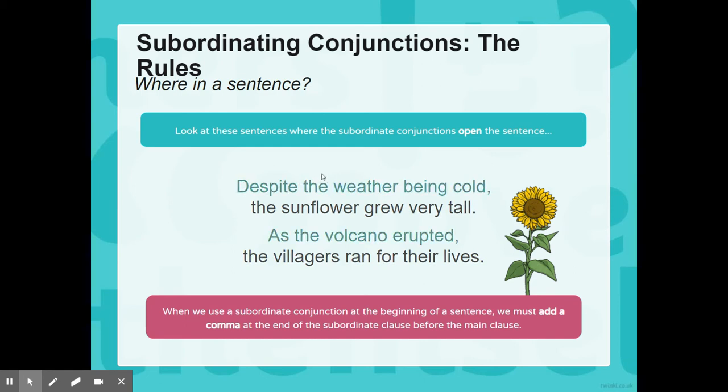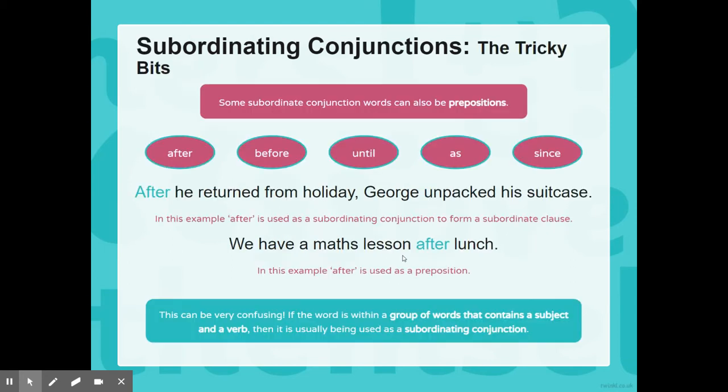So you can see here it says, despite the weather being cold, comma, the sunflower grew very tall. This sentence here would be fine on its own, whereas the blue one would not make any sense. As the volcano erupted, comma, the villagers ran for their lives. Same here, this sentence in blue would not make sense on its own, whereas the black sentence here does.